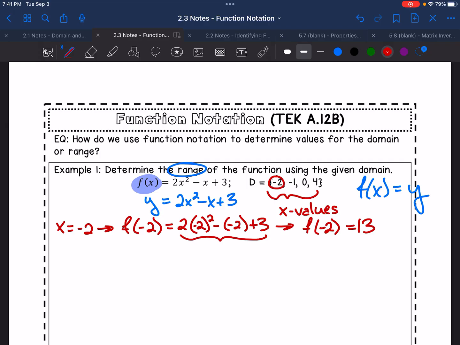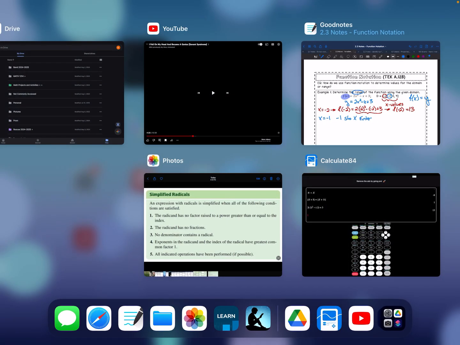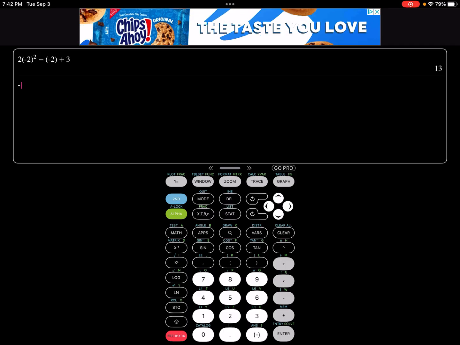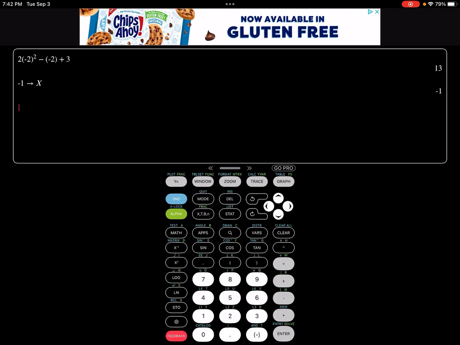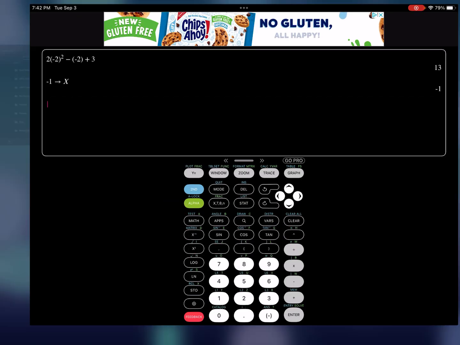The other way is to use our calculator, because we just need to tell our calculator what our x value is, and then we can type in our function, or at least the expression from the function. So let's say we're doing this next one. We've got x is equal to -1, all right? So in the calculator, we're going to tell the calculator what our x value is. We're going to say -1 store x, enter. Okay? So I'm going to go to my calculator. I'm going to type -1 store x, enter. So now my calculator thinks x is a -1.